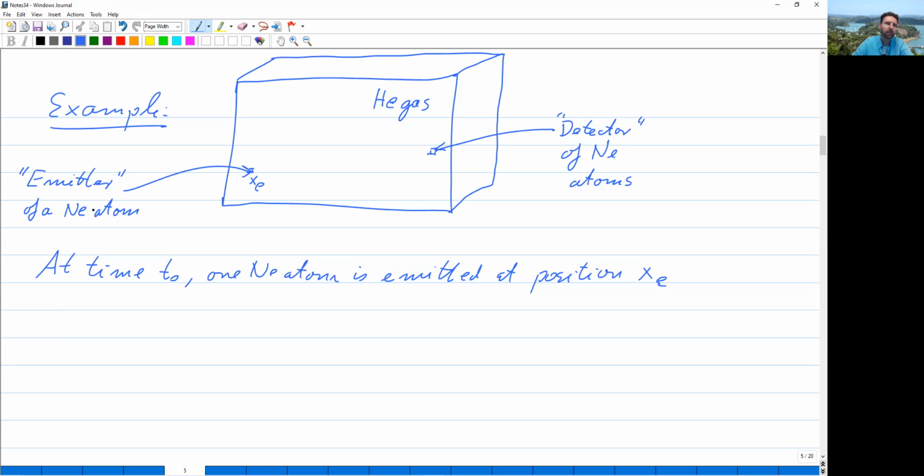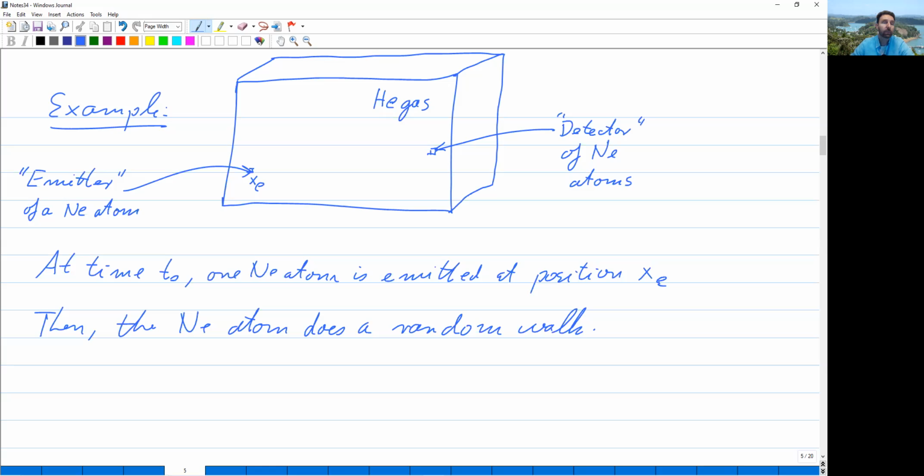Then our neon atom will behave like a soccer ball. It's going to be kicked around by the helium gas, right? So then the neon atom does a random walk, because it is being kicked by the helium atoms. The helium atoms have some temperature, and so they kick around our neon atom.